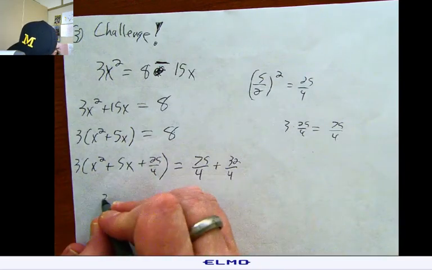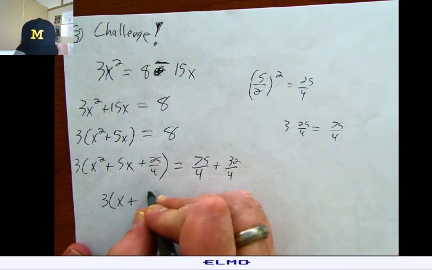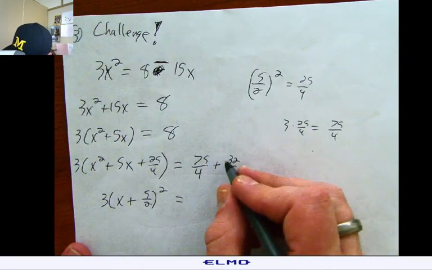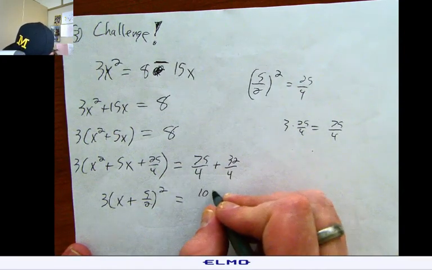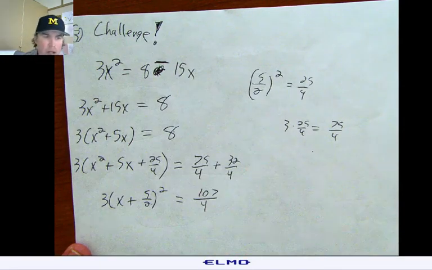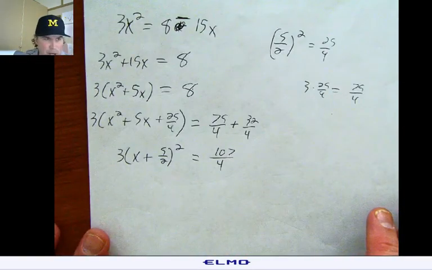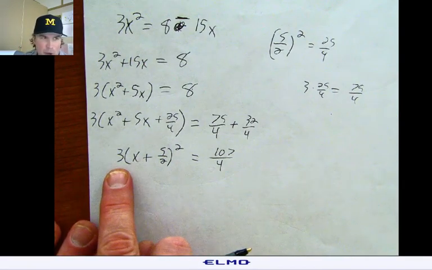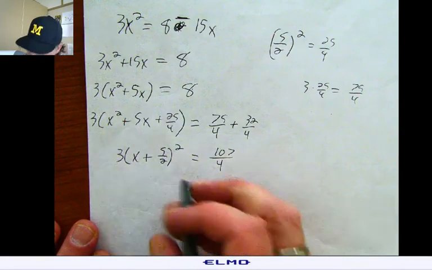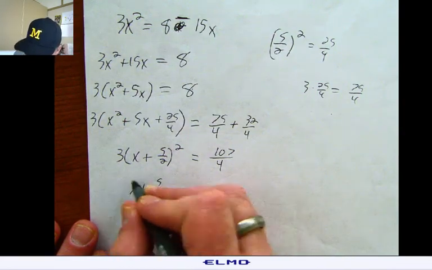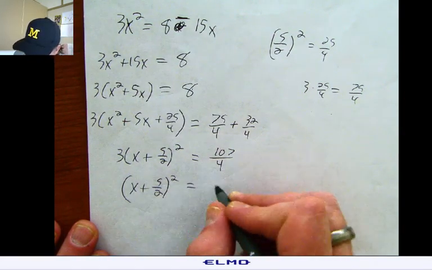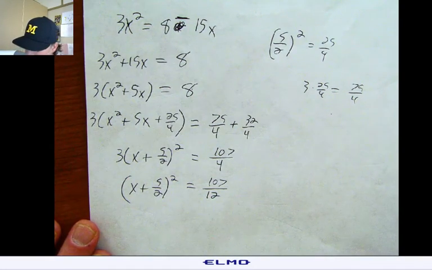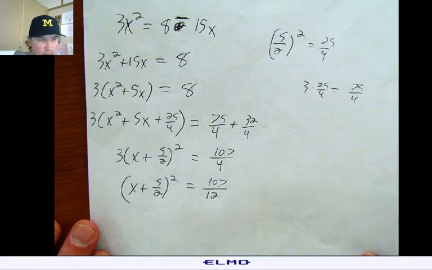Next step, it becomes 3 times x plus 5 over 2 quantity squared equals 107 over 4. My next step, before square rooting it, you need to either multiply both sides by 1/3 or divide both sides by 3. But either way, when you do that, this 4 on the other side of the equal sign is going to become a 12. Man, this problem's getting ugly.